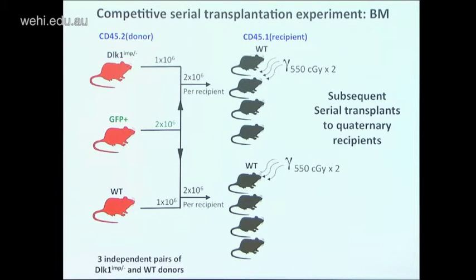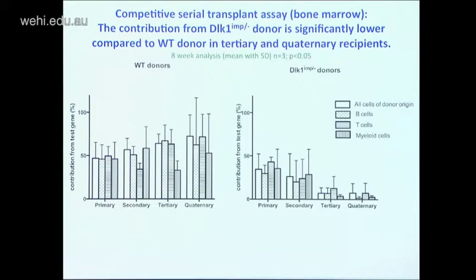So when I've done that, it was different from the fetal livers in that the contribution from the Dlk1 imprinted knockout donor was significantly lower compared to the wild type donor, especially in tertiary and quaternary recipients with a statistically significant value. So this was quite surprising.